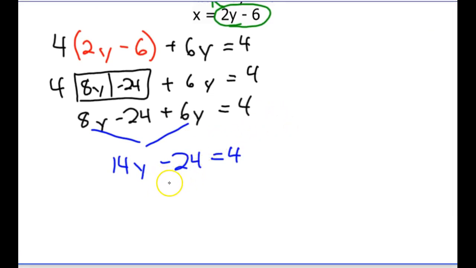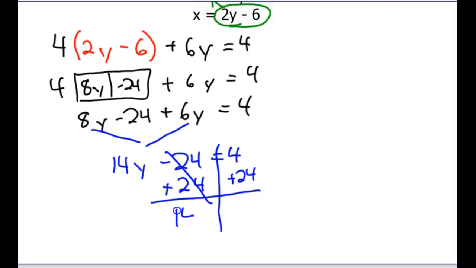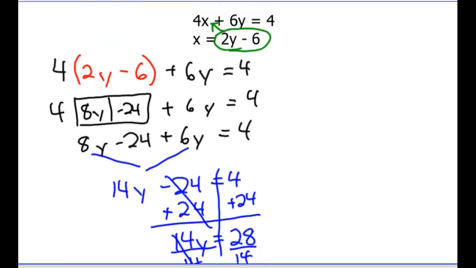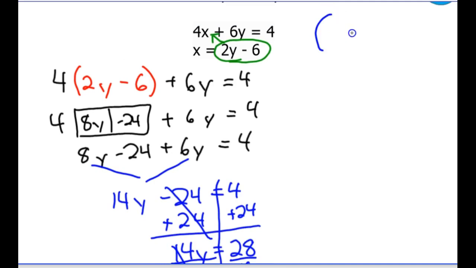So to solve for y, we need to add 24 to get rid of that. Those cancel out. We get 14y equals 4 plus 24, which is 28. And divide by 14. And we get y equals 28 divided by 14, which is 2. So our y equals 2. So we don't know what our x is, but we know what our y is.